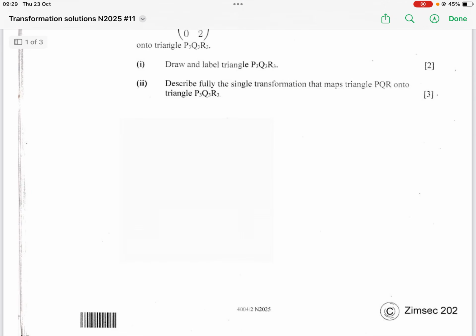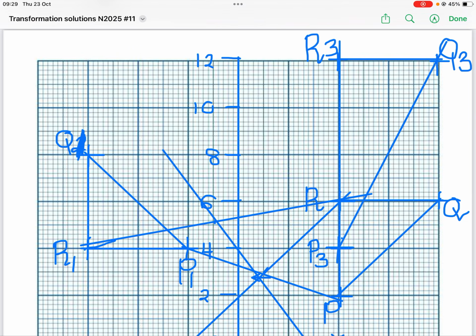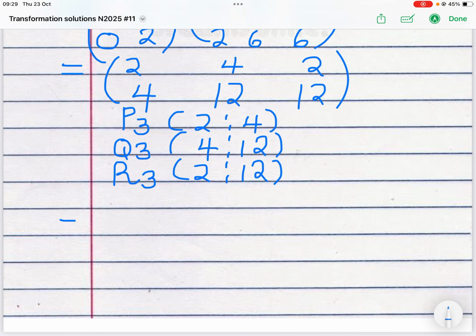And then lastly, describe fully the single transformation that maps PQR onto triangle P3Q3R3. So this one is known as the stretch. What happens in a stretch, one of the sides is going to be preserved. R3Q3 and RQ, they have been preserved. They didn't change. But from R3 to P3, there was a stretch. And also from P3 to Q3, there was a stretch. So when we are describing that transformation, first of all, we need to mention that it is a stretch.